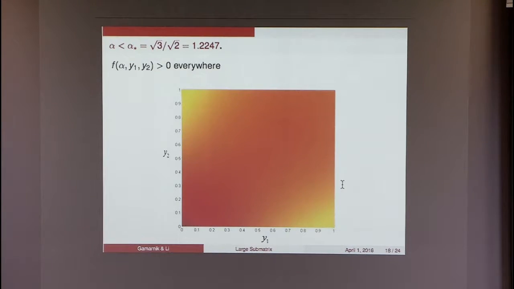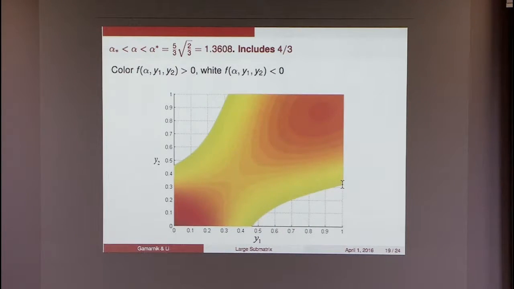So the redness indicates how large the value is, and yellow indicates how low the value is, but they're all positive. So all such pairs are achievable. If you go above this threshold, then you have these white regions. These are the regions that represent where the function f is negative, and that means that such matrices do not exist. In particular, for example, if you take point 0.9 and 0.1, it means that you cannot find two matrices such that have 90% common rows and 10% common columns and achieve the target value. Right? Such things do not exist.